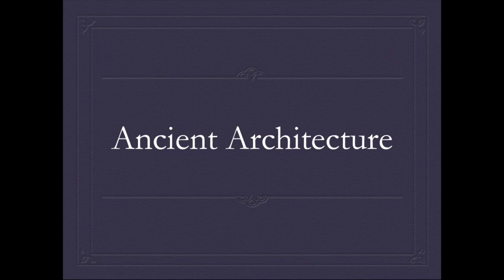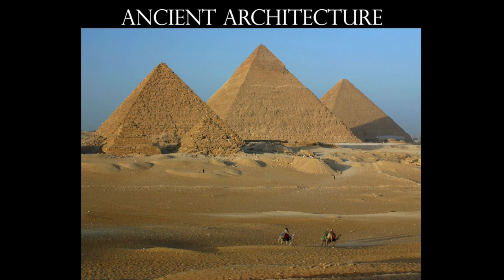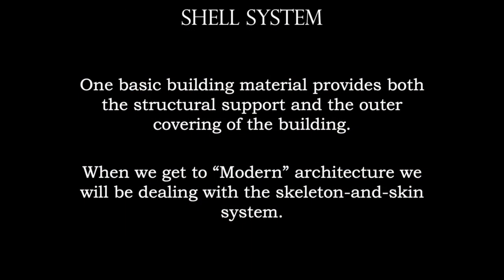With today's lecture, we're going to be exploring ancient architecture. And ancient architecture, whether it's the pyramids at Giza or the temples on top of the Acropolis, they're all created with the same construction technique, which is the shell system. With the shell system, this means that there's one basic building material that provides the structural support as well as the outer covering of the building.